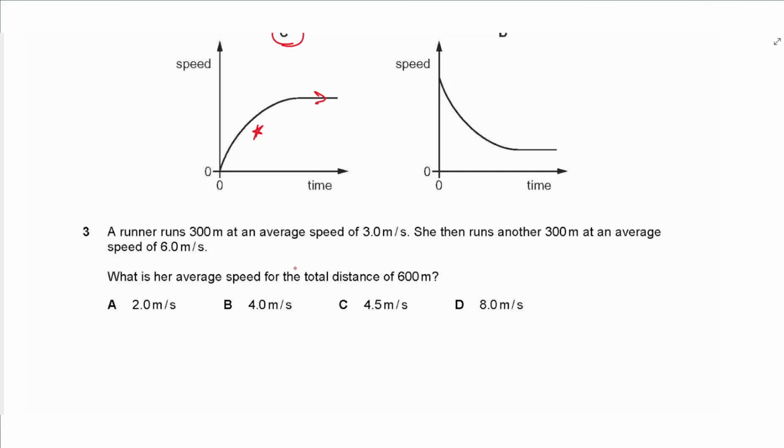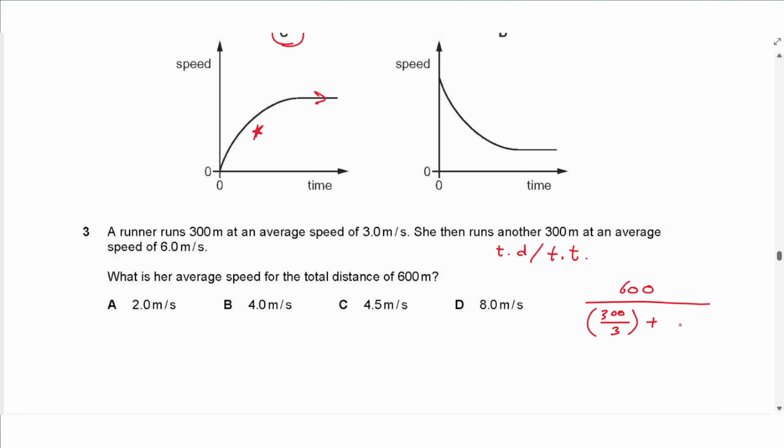second. She then runs another 300 meters at an average speed of 6 meters per second. What is her average speed for the total distance of 600 meters? So first we need the total distance divided by the total time, but we do not have the times. So we can say that the total distance is 600 divided by the distance over speed for each part of the section added. So 300 meters distance divided by speed 3, that's the first part.